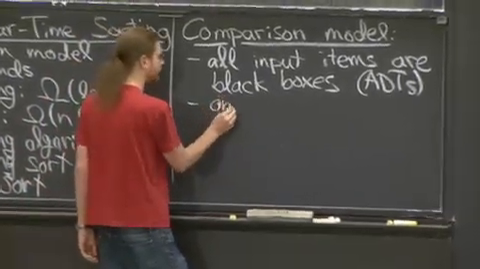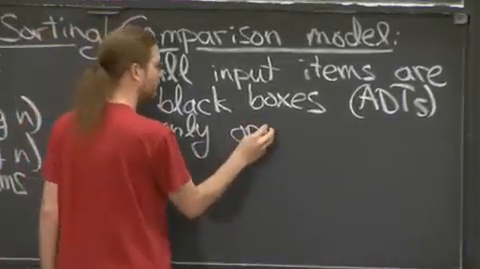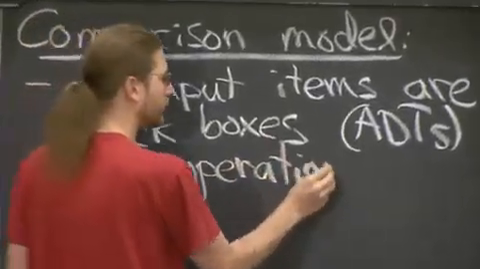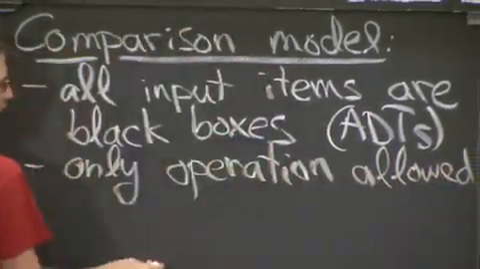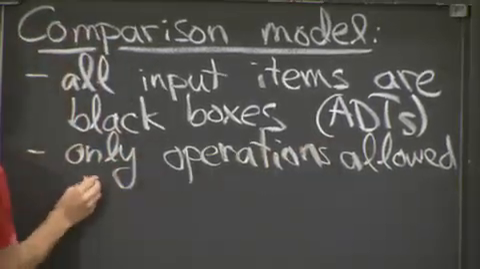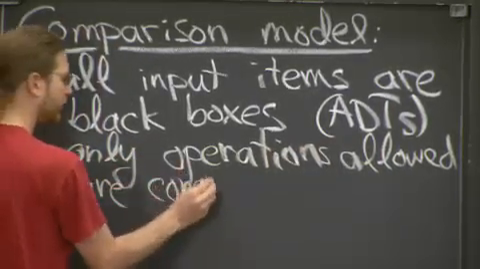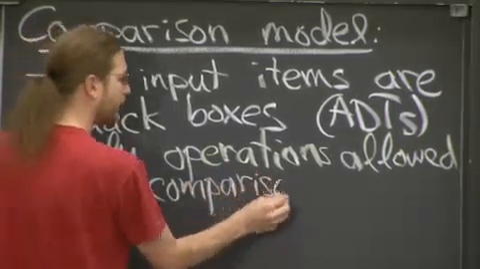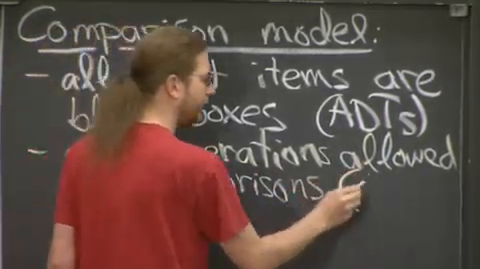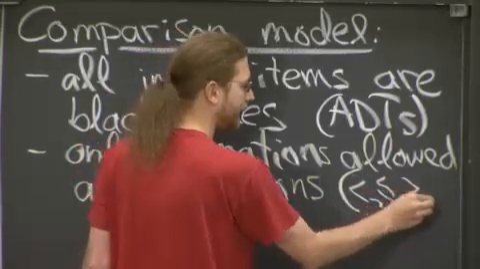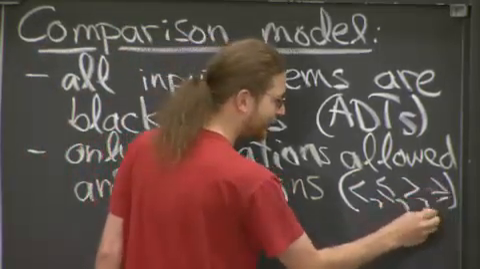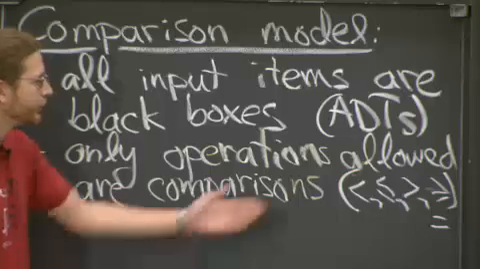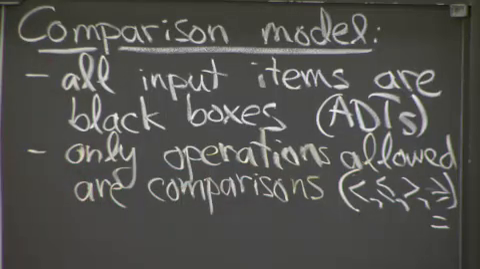The only operations allowed, I guess I should say plural, are comparisons. I'm going to be nice, and I'll let you do less than or equal to, greater than, whatever. I guess there's only one other. Well, there's two more. Greater than or equal to, and equals. So you can do all the usual comparisons. You get a binary answer, yes or no. And those are the only operations you're given.